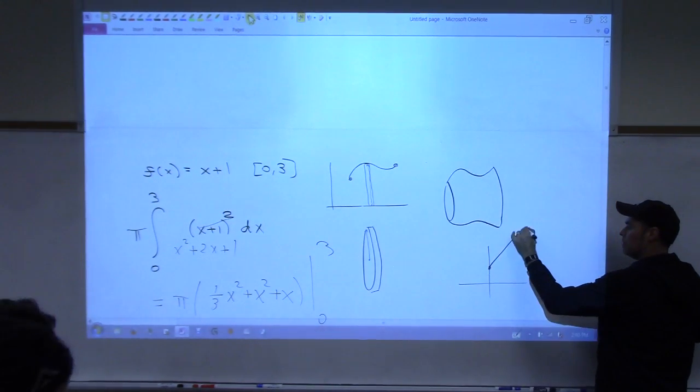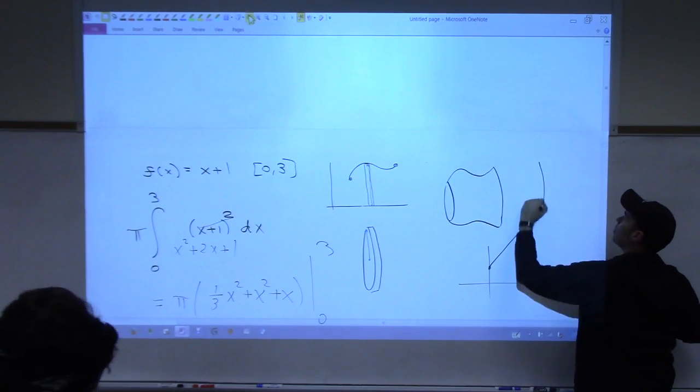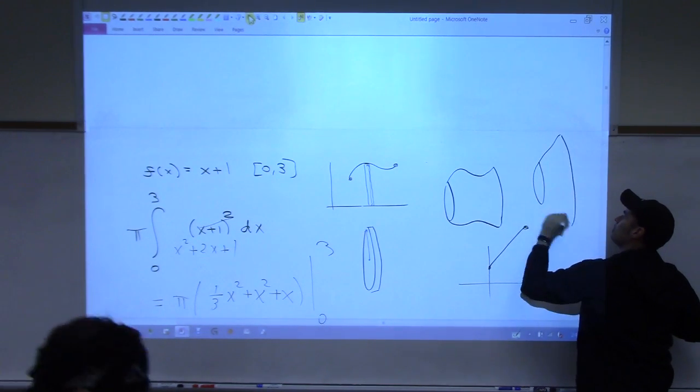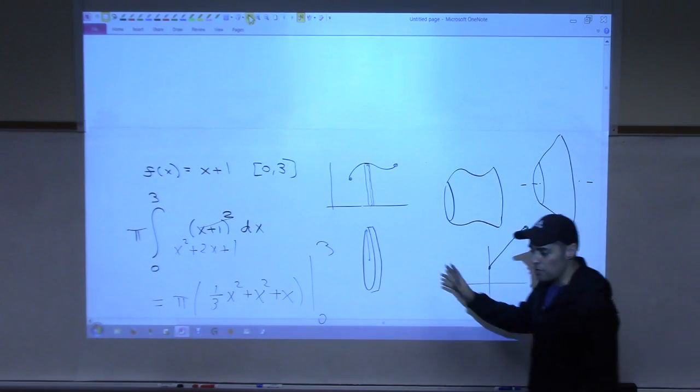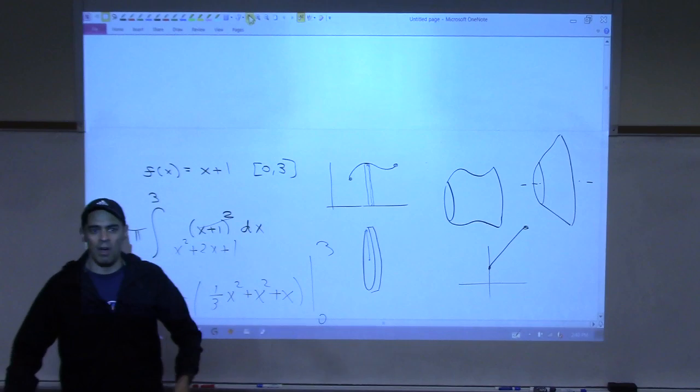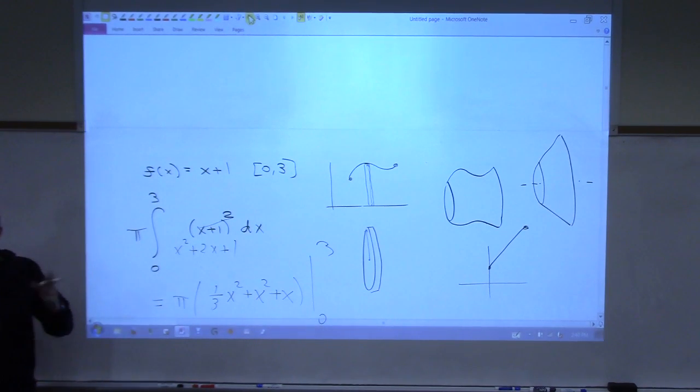That graph wrapped around the x-axis would look like this. If you get the idea, that's what you do in applications. You can wrap it around the x-axis, y-axis, and a bunch of other stuff.